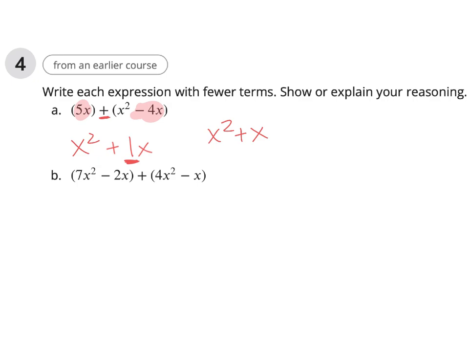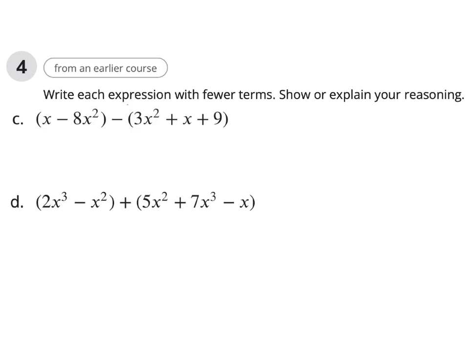All right, looking at the next one, we have a plus, and then now we got a pair of terms that are like: x squared is like x squared, and -x is like -x. So we don't see a 1 in there. Just write a 1 in there. It's not going to hurt you to write a 1 in front of the x. So the sign in between them is positive or add. 7 plus 4 makes 11x squared. Negative 2 plus negative 1, same signs, add, negative 3x.